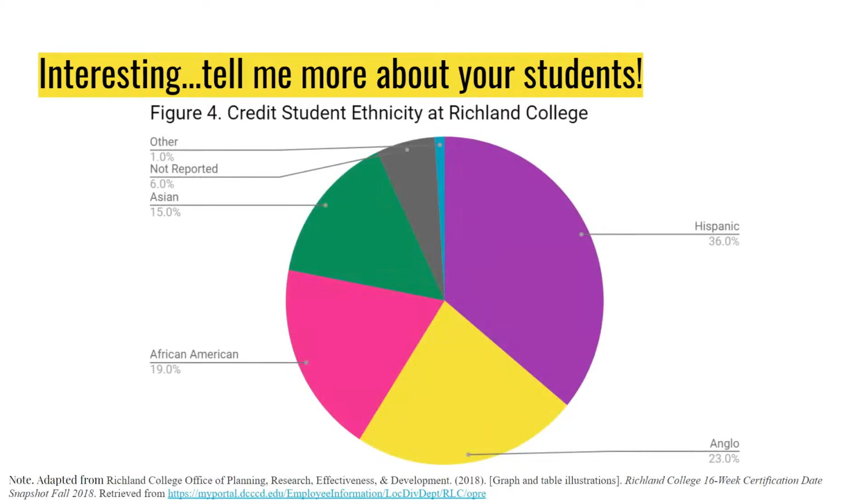As I said, Richland is very diverse, which is reflective of the surrounding community. We have a minority as a majority on campus, with Hispanics at around 1 in 3 students, Anglos 1 in 4 students, African Americans 1 in 5 students, and Asians 1 in 7 students.